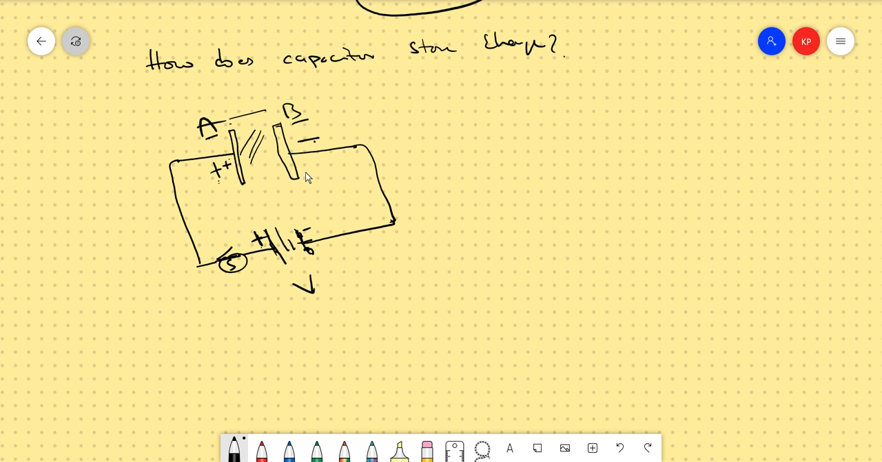In the same manner, whenever we have given negative to this one, all the positives will be attracted. Let us draw two separate things, this is positive and this is negative. All the negative electrons will be attracted by the positive terminal and all the positives will be attracted by the negative terminal. So this is the working of a capacitor, that means how the capacitor stores charge.